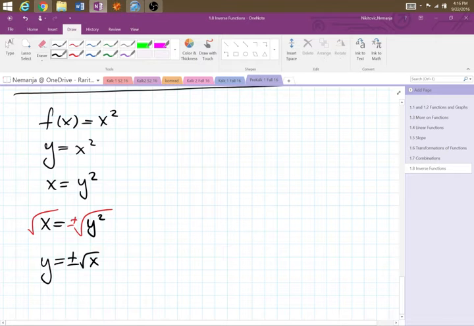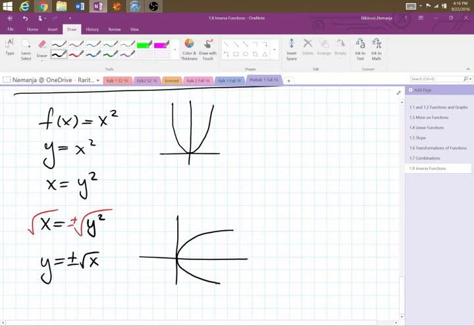Now, just because there is a plus and minus there, we know that this thing is not a function immediately, if you get that plus minus. So now, if I graph the original function, it's going to look like this. And then if I graph the inverse, it's going to look like this. So now, this branch here is positive root x, and the branch on the bottom is the negative root x.